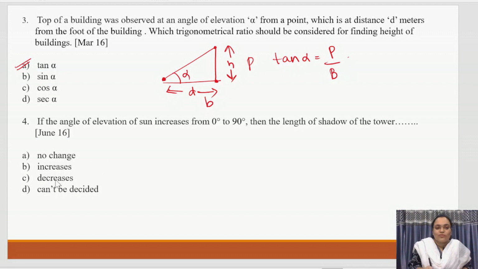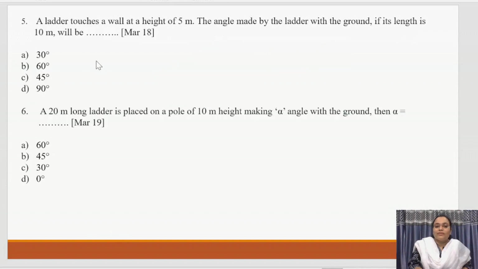So let us see the next one. If the angle of elevation of the sun increases from 0 to 90 degrees, then the length of the shadow of the tower decreases.